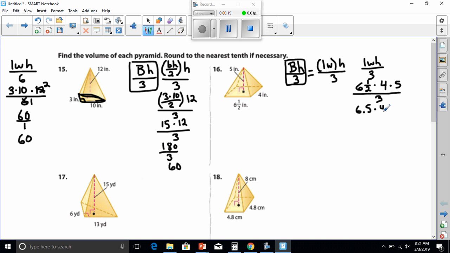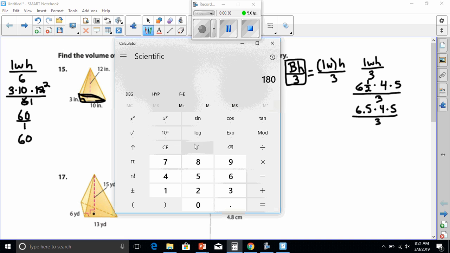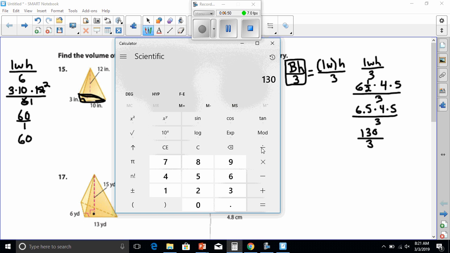6.5 times 4 times 5 divided by 3. And I can use my calculator to solve that top. See, 6.5 times 4 times 5 is going to equal 130. 130 divided by 3.